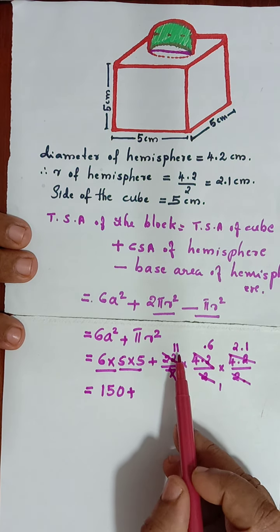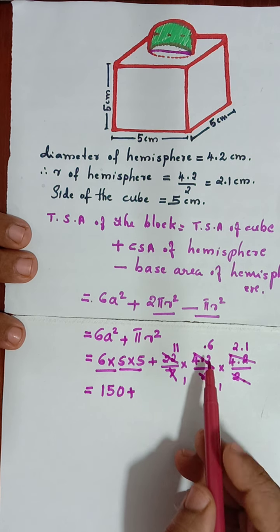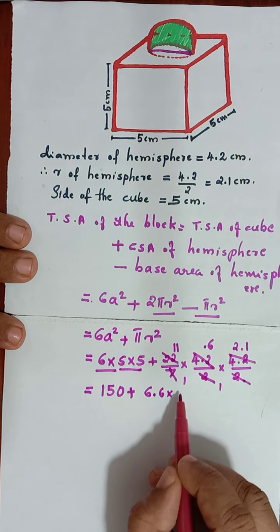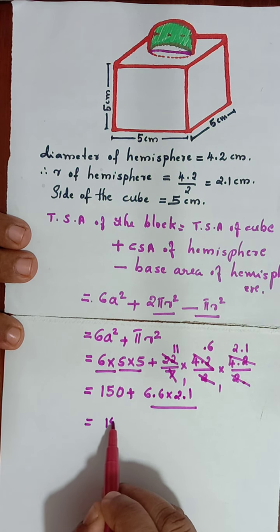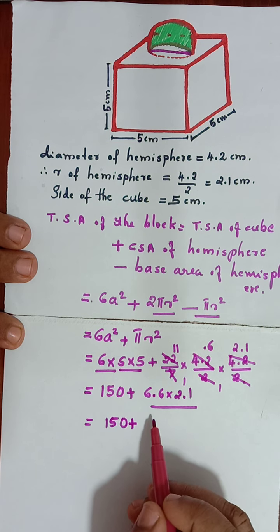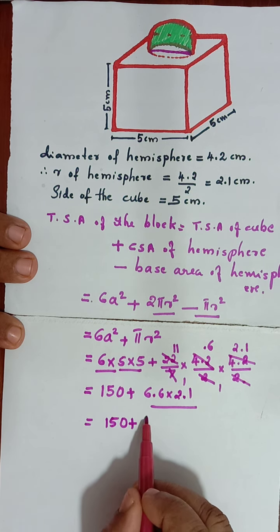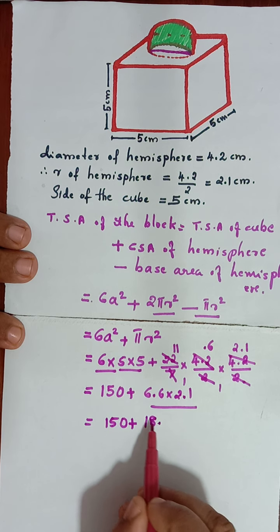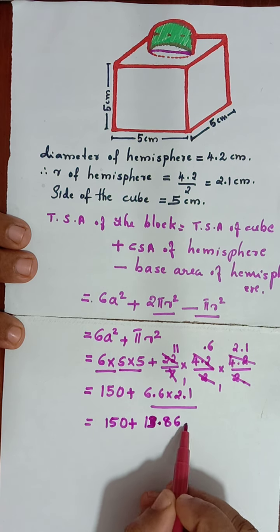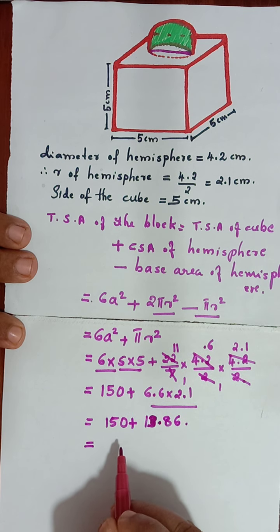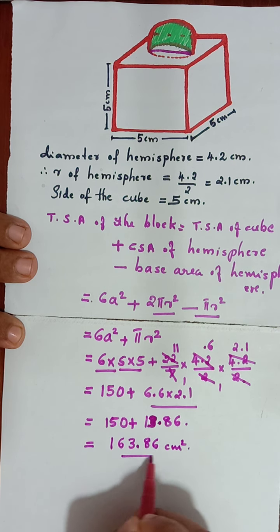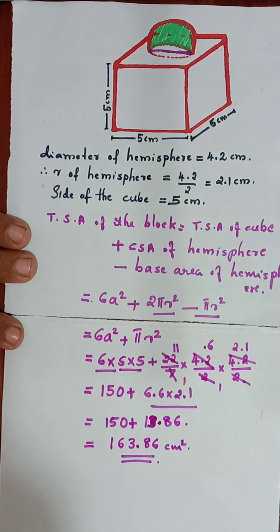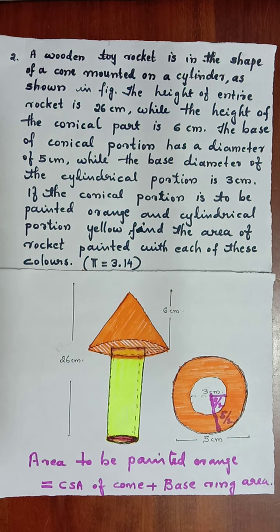So plus 11 into 0.6. 11 into 0.6 is 6.6 into 2.1. This we have to multiply. That's equal to 150 plus 6.6 into 2.1. You can multiply and you will be getting the answer. It is 13.86. So 150 plus 13.86, 163.86 cm square. That is the total surface area of this block. Let us see the next question.